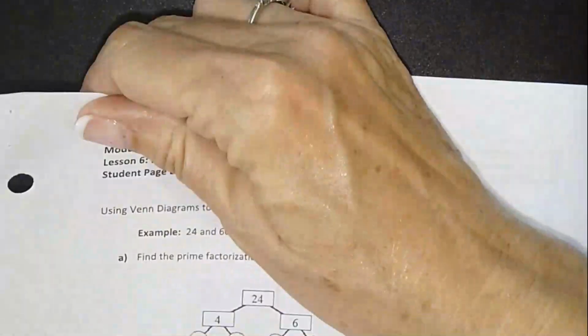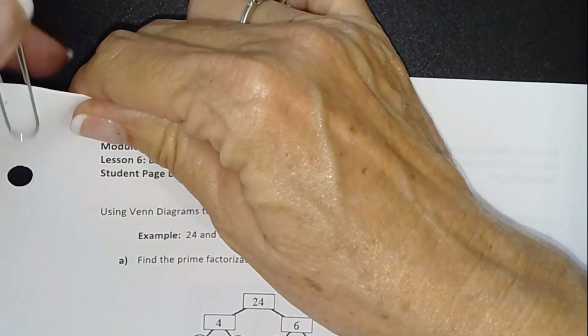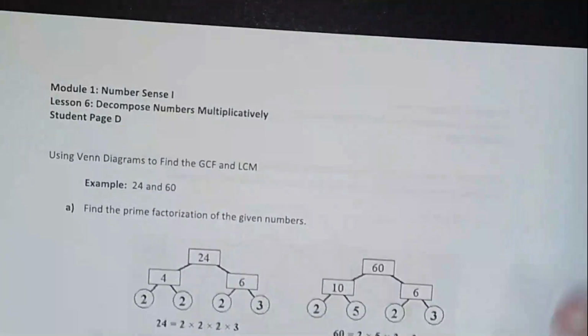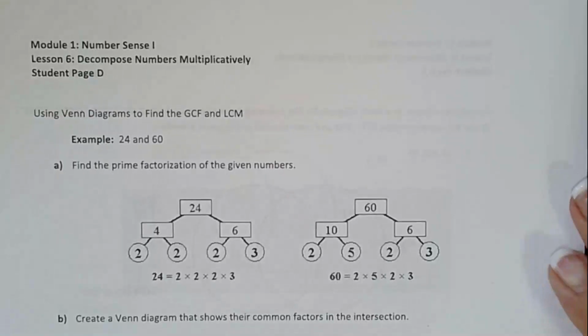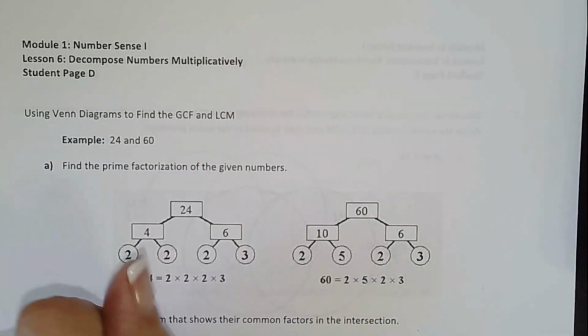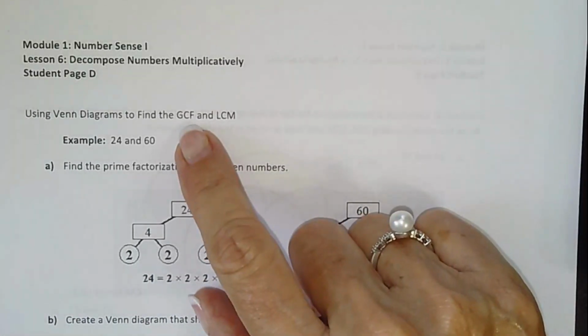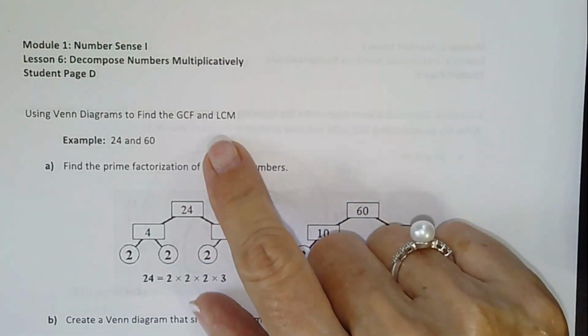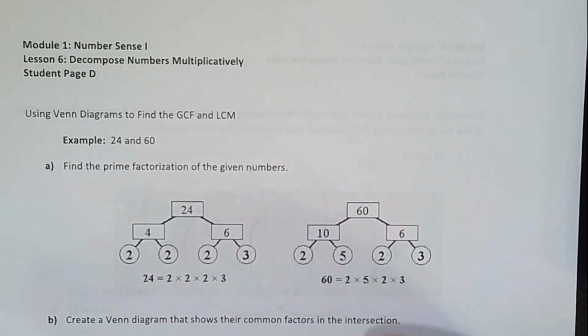And here's an alternate method. I love this method, especially when the numbers are larger. I mean, you could do 24 and 60 and do the listing, but this is having you do GCF and LCM, which your test does, and so does your final exam. So it's kind of nice to have one method that will give you both.